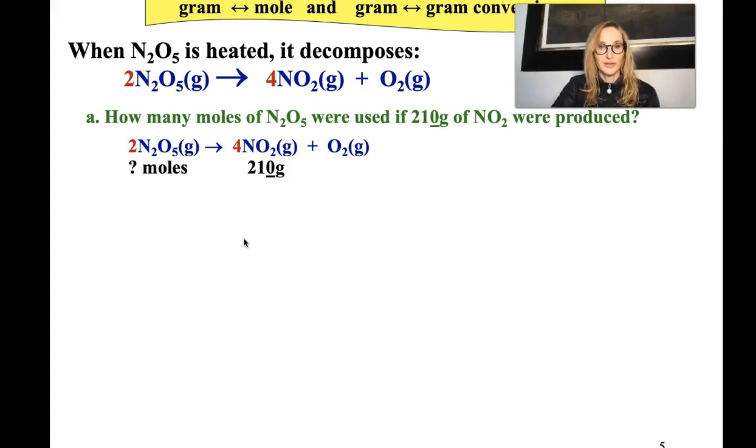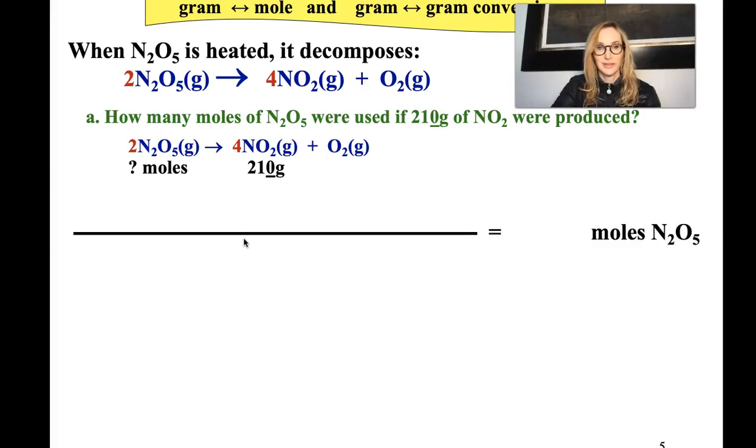Again, we don't care about oxygen, so we only ever compare 2 at a time. Just cross off oxygen. Start with what you're given, and always give a unit. Because we're starting with grams, we're going to need to put the molar mass of the NO2 on the bottom. Nitrogen is 14, oxygen is 16, so 16 times 2 plus 14 is 46. And it always goes with 1 mole.